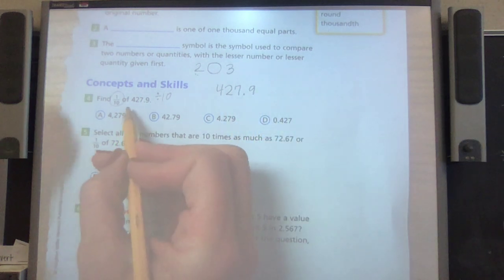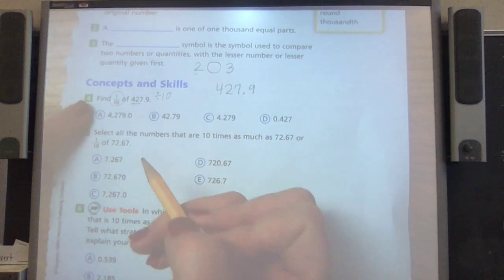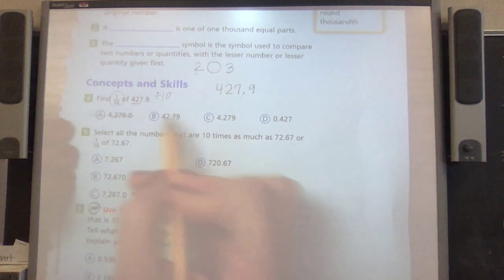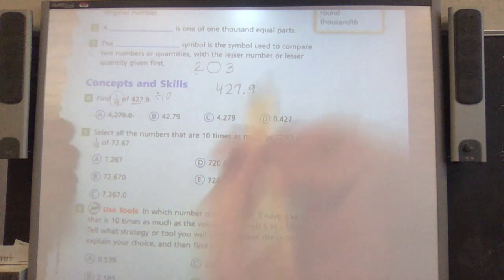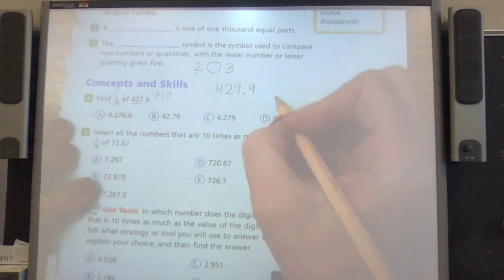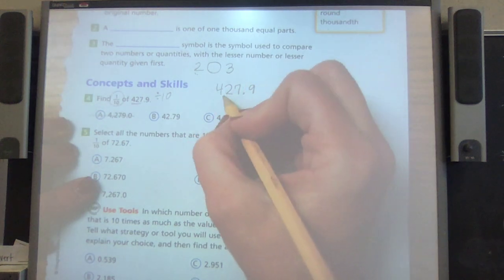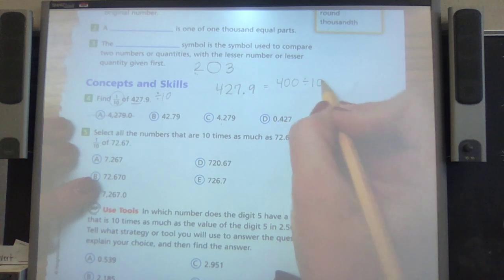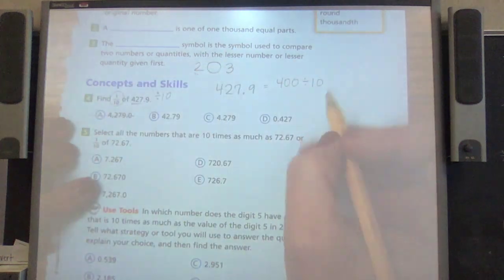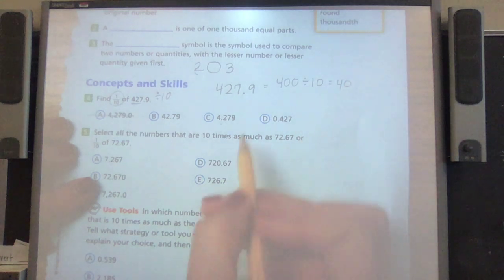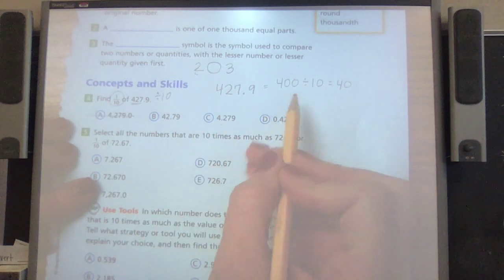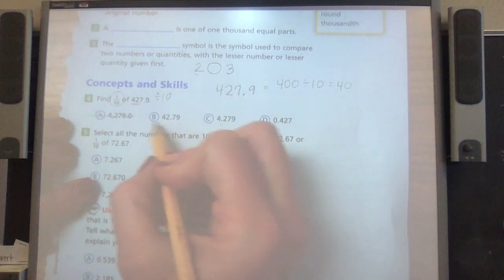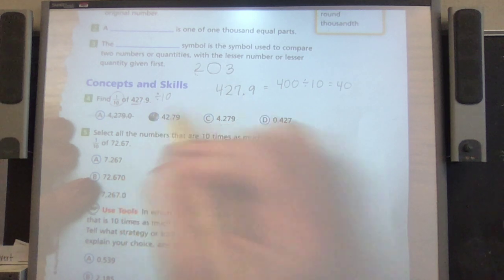So I know that my number, first of all, needs to be smaller than 427. So I'm not picking A. And these are all smaller, okay? But again with the rounding, let's round this number, 427. I'm going to round that to 400. If I divided 400 by 10, what would I get? I would get 40. My answer is going to be near 40. I didn't even have to truly do it. I had to pick the answer that made sense. I know that B makes sense because of what I just did.